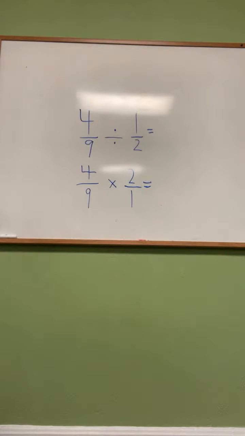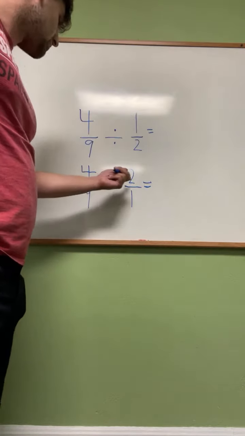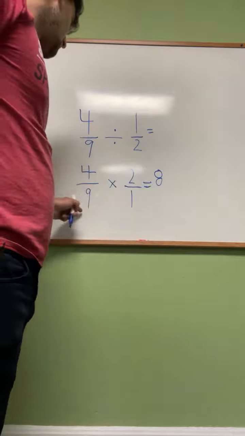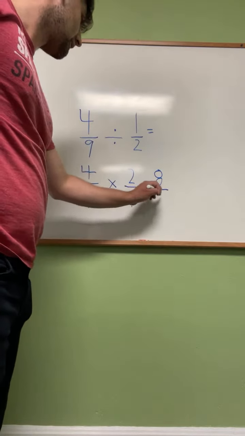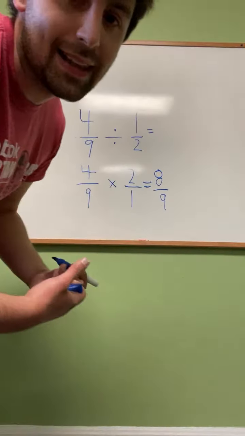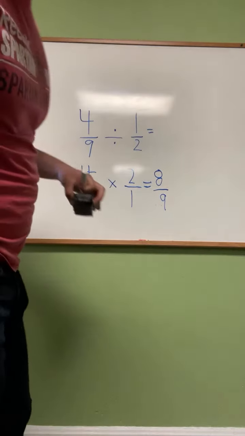So I'm going to now demonstrate. 4 times 2 equals 8. 9 times 1 equals 9. And we have 8/9. We got 8/9 up there, and that's our problem. Now I'm going to demonstrate another one.